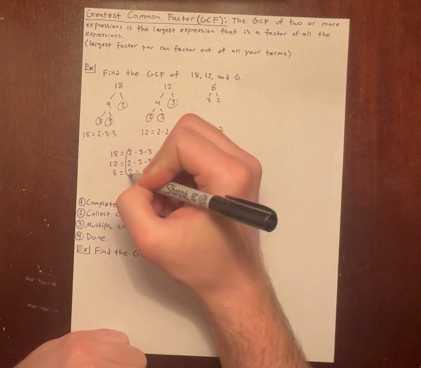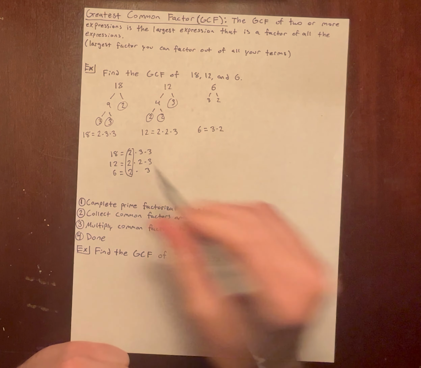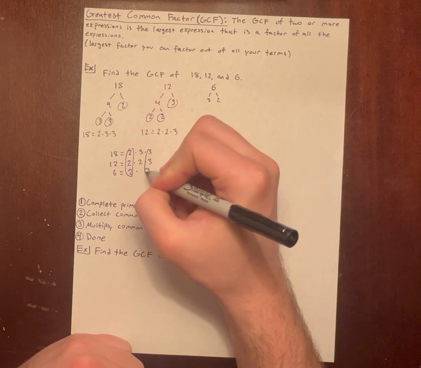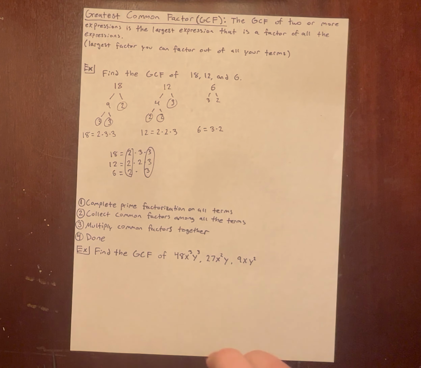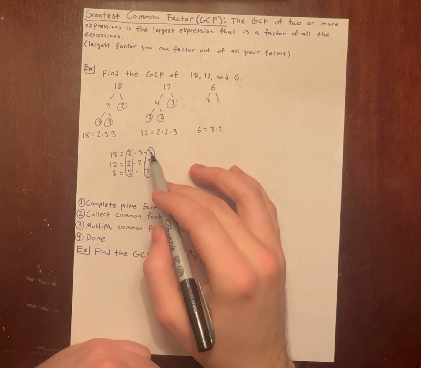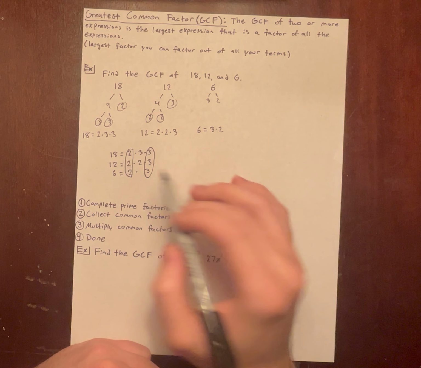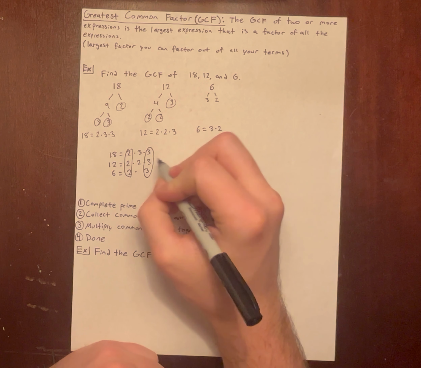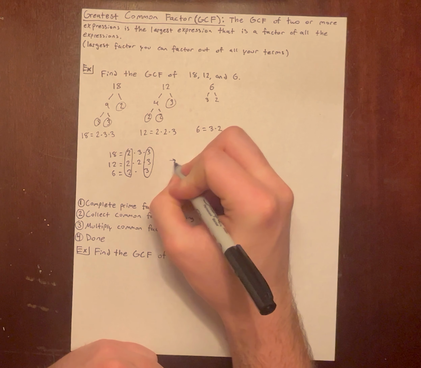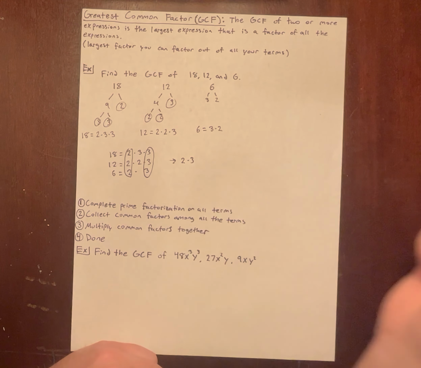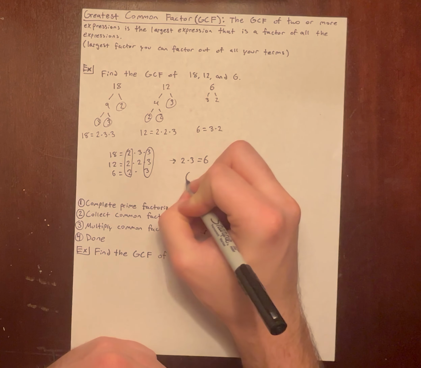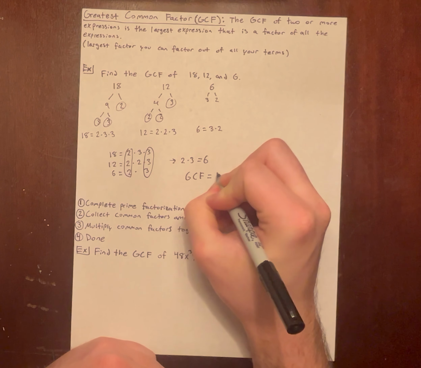So we have 2's. Every one of these numbers has a prime factor of 2. And then everyone also has at least one factor of 3. Now, 18, 12, and 6 don't share any other prime factors with each other. This one has a 3, this one has a 2. 6 doesn't have any other prime factors, it only has 2. But we have a 2 and a 3. So that means that we can pull out a 2 times a 3 from this, which is 6. And that is going to be our GCF. So our GCF is going to equal 6.